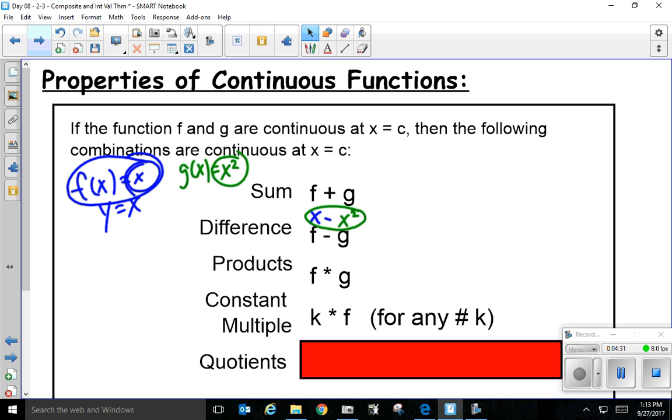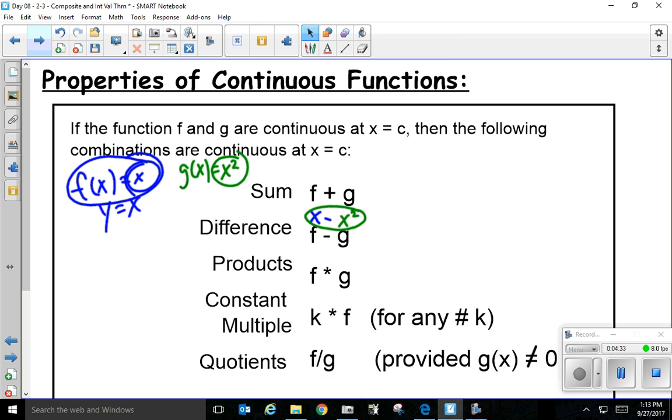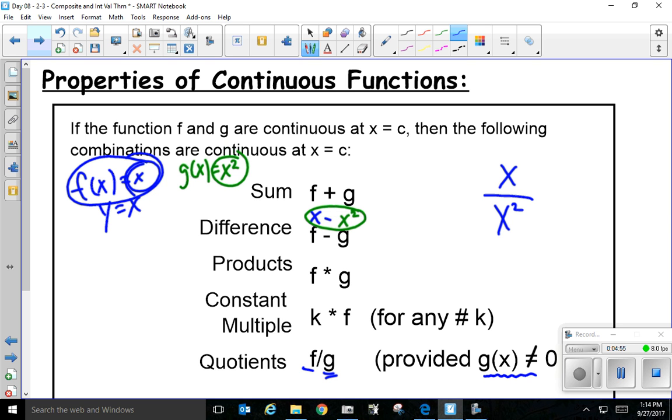Okay, and the last one is obviously the quotient rule. You can divide them, and that would be a continuous function. So if my f is the function x divided by g, which is x squared, that's also continuous because x and x squared are continuous. Now, there's one exception, and we just said it. My g function can't be 0.